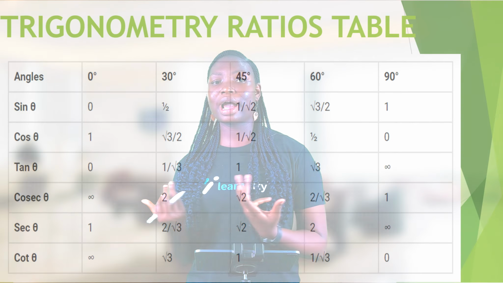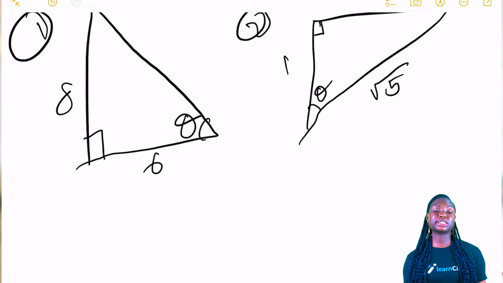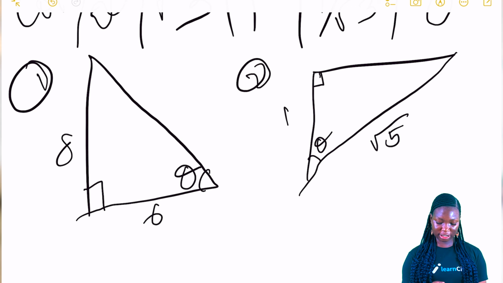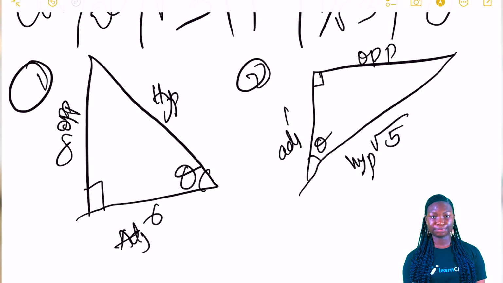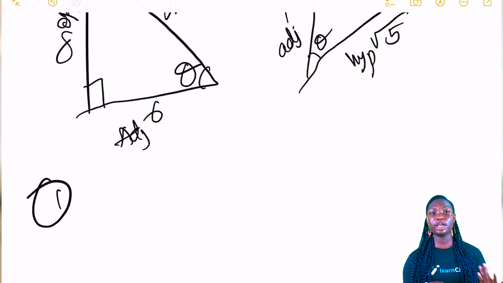Use the triangles below to find the 6 trigonometric ratios. Now we have to solve. It is important to know where we have the opposite, the adjacent, and the hypotenuse. For this first one, this is our opposite, this is the adjacent, and this is the hypotenuse. For this case, we have this to be opposite, hypotenuse, and adjacent.